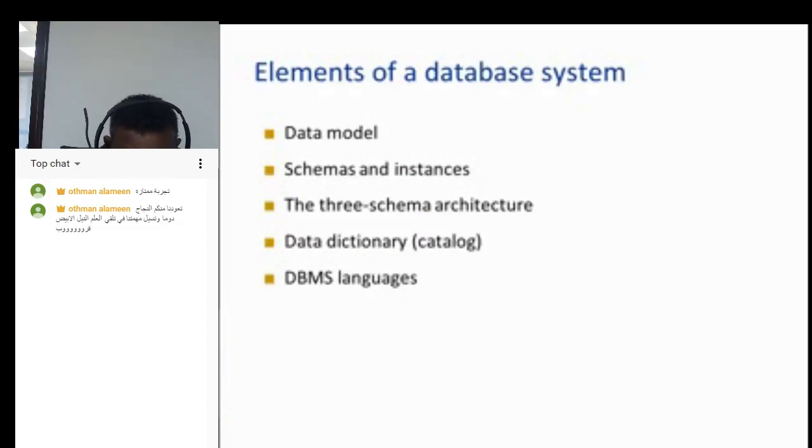In what follows, we're going to zoom into some of the elements of a database system. First, we're going to talk about data models. Then we're going to talk about schemas and instances. We're going to extensively outline the three-schema architecture. We're going to talk about data dictionaries. A data dictionary, also referred to as a catalog. So data dictionary and catalog are synonyms. And then we're going to discuss DBMS languages.